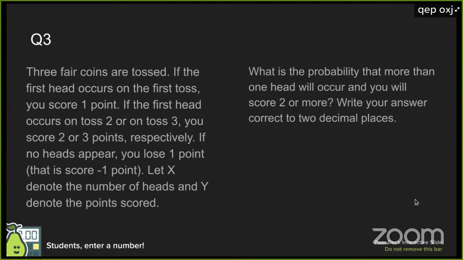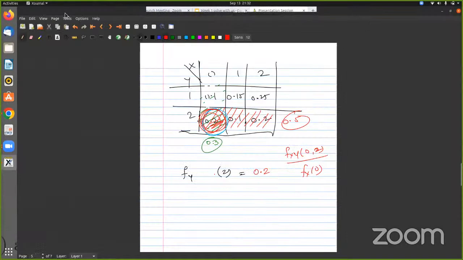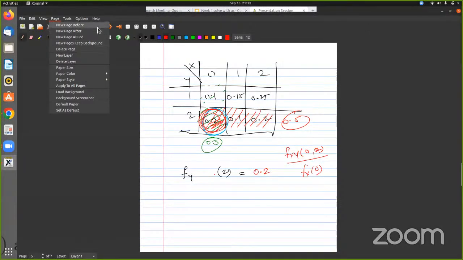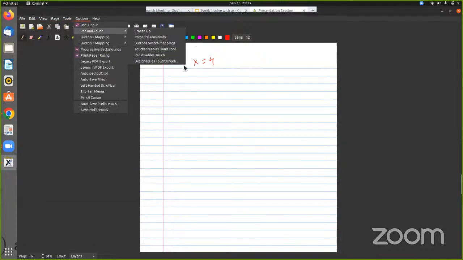There are two variables. One is x, which denotes the number of heads, and y denotes the points scored. So what you have to do here first is prepare a PMF table out of this information. And then you have to find the probability that more than one head will occur and you will score 2 or more. So first of all, you have to prepare a PMF table. What does this x represent? X is the number of heads. So in 3 tosses, how many heads will you get? It can be 0, 1, 2, 3.